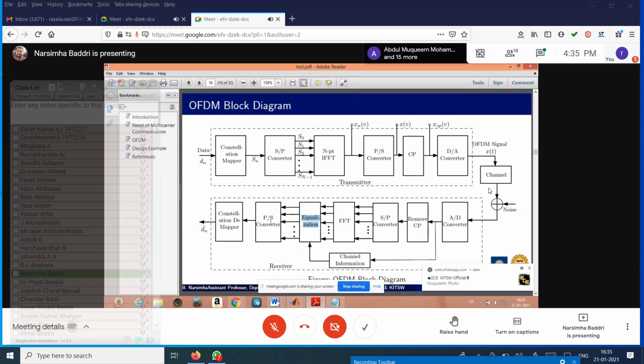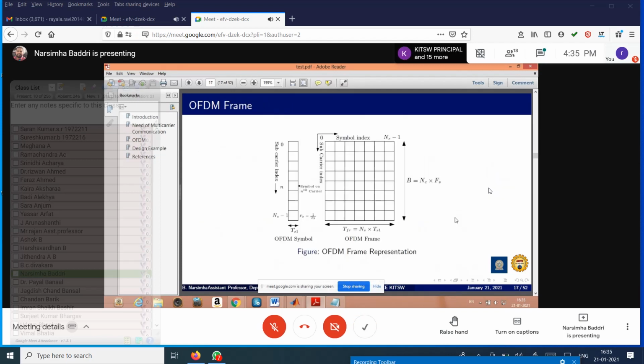Okay, so parallel to serial converter, constellation demapper. So this is your received data. So this is a complete block diagram of a simple, basic OFDM block. So now coming to the frame representation of an OFDM.